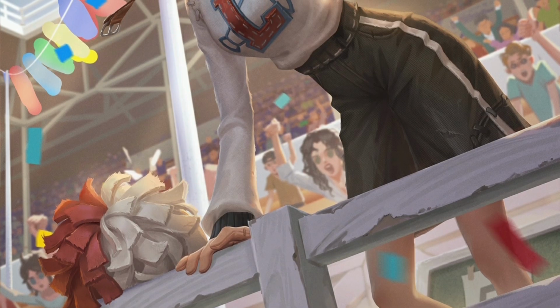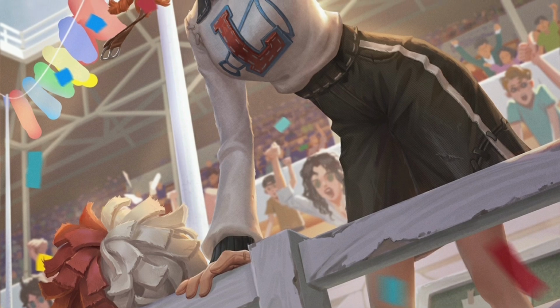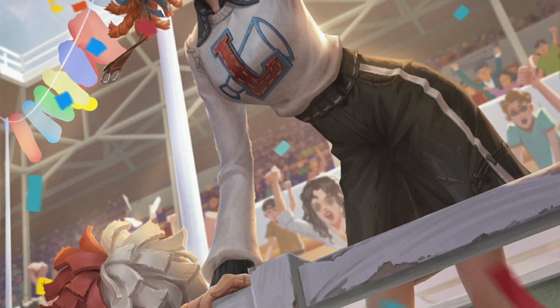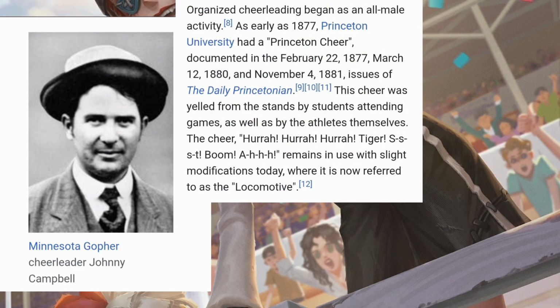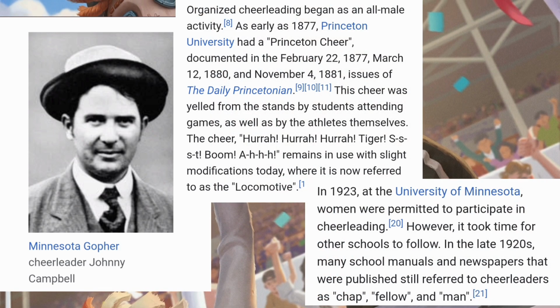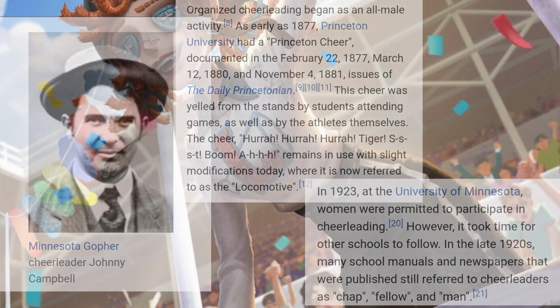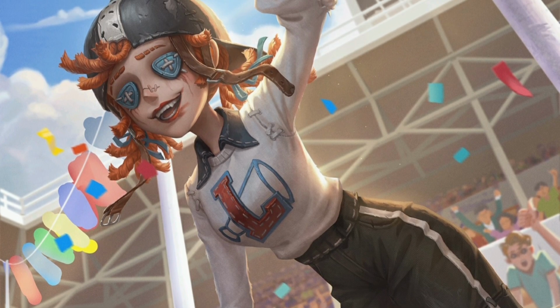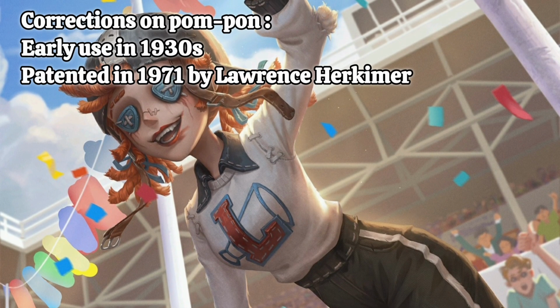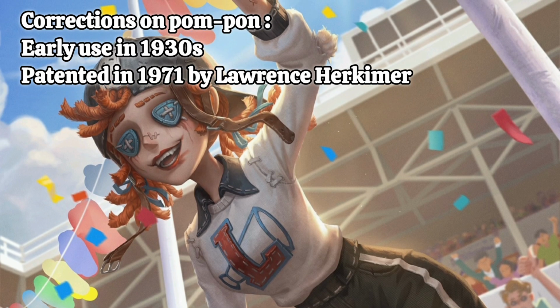The portrayal of cheerleaders within the game contradicts historical facts, as cheerleading initially involved male participants, with women's involvement only beginning in 1923. Additionally, the iconic cheerleading pom-pom wasn't invented until 1949, presenting a discrepancy in the game's timeline.